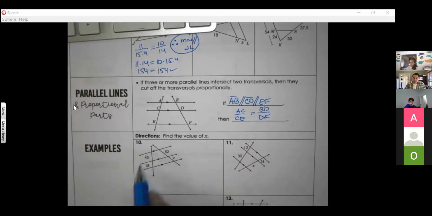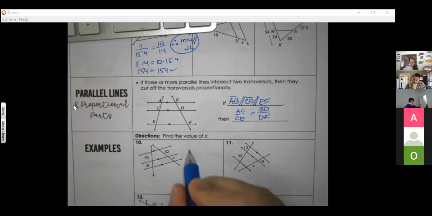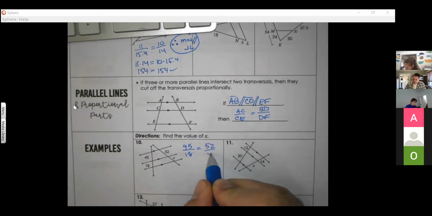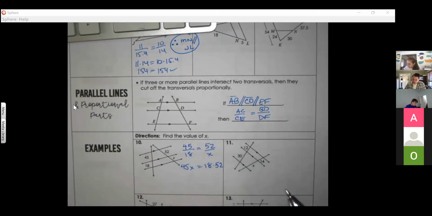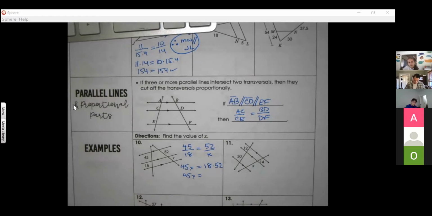And what that means is I can then look at a picture like this, and if the lines are parallel, I can simply set up a similar proportion. 45 is to 18 as 52 is to X. Cross multiply, 45X equals 18 times 52. So 45X equals, how many cards are in 18 decks of cards? 936. Divide by 45, and I get X is equal to 20.8.